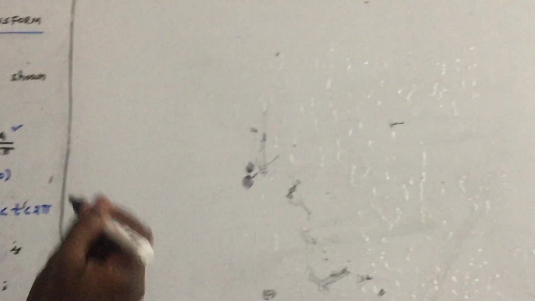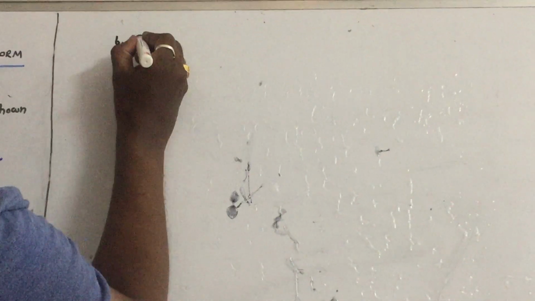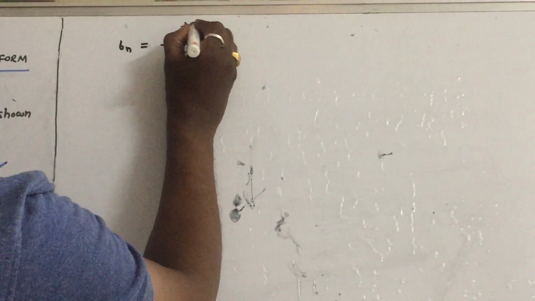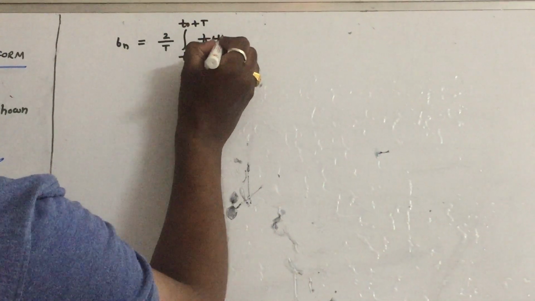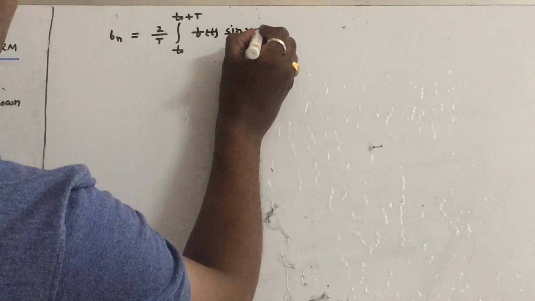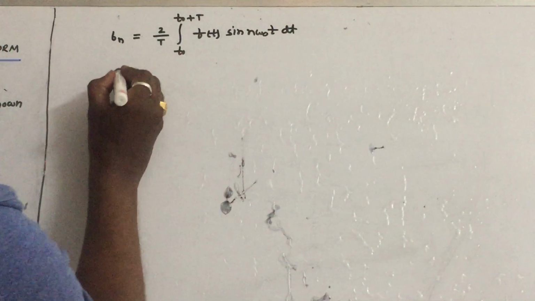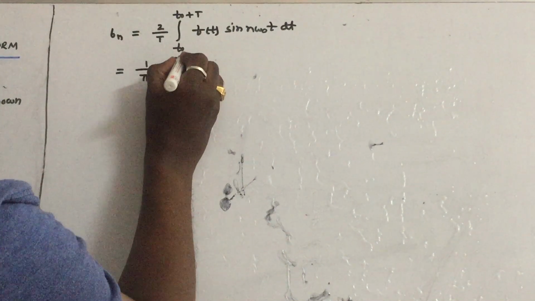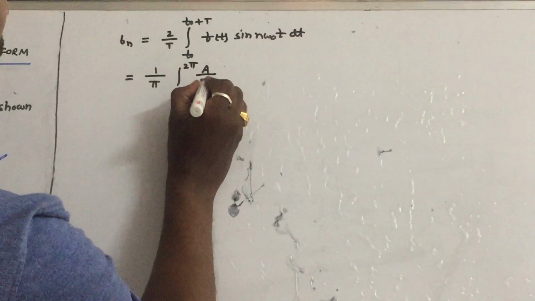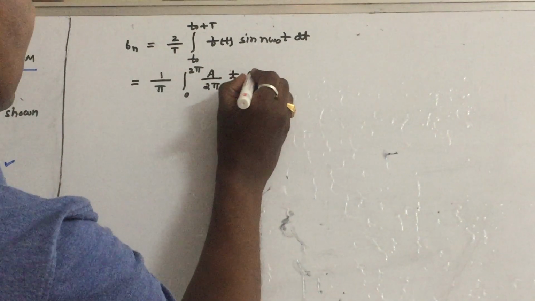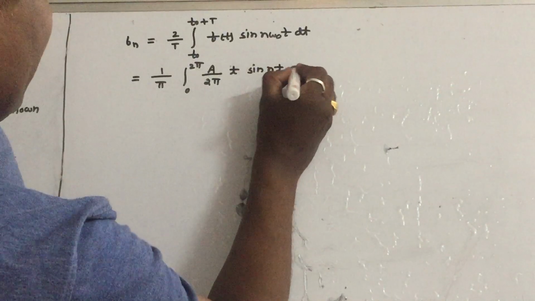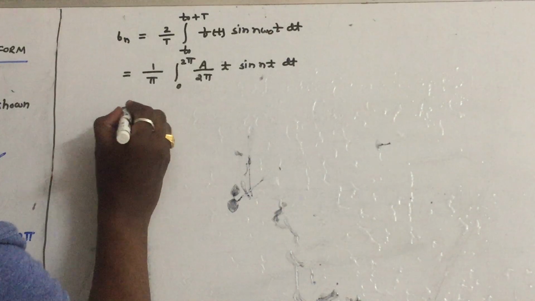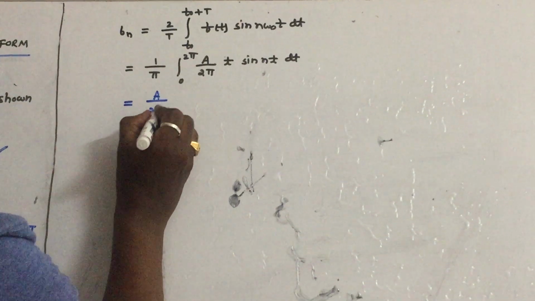Similarly, calculate the bn coefficient. So what is the bn coefficient formula? 2 by T integral t0 to t0 plus T, f of t into sin n omega 0 t dt. So 2 by 2 pi becomes 1 by pi, integral 0 to 2 pi, f of t value is a by 2 pi into t sin nt dt. So a by 2 pi square will come outside.